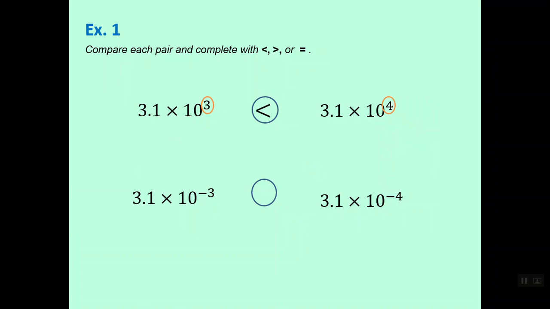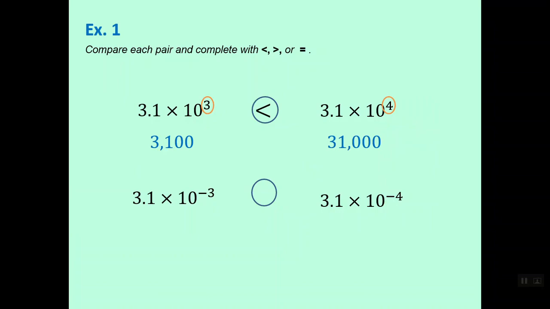Now, you're not going to need to do this, but by way of illustration, I'm going to show you if we actually wrote out those numbers, you can clearly see. So 3.1 times 10 to the third power actually looks like 3,100 in standard form. And 3.1 times 10 to the fourth power in standard form is 31,000, a much larger number.